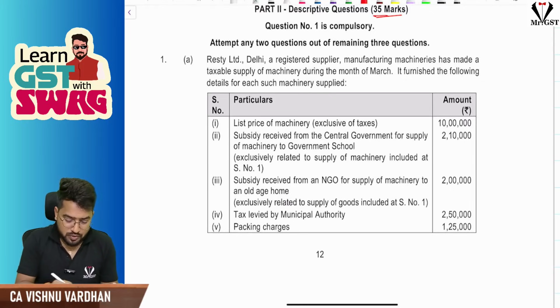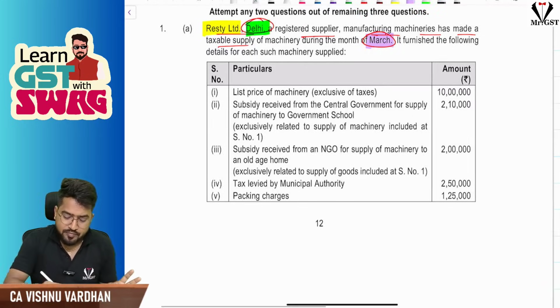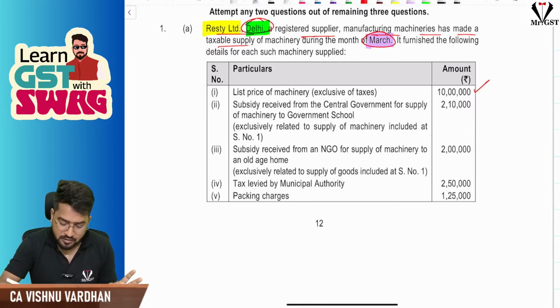Simple question only. Resti Limited of Delhi, a registered dealer manufacturing machineries, made a taxable supply of machinery during the month of March. I always tell, please be careful. Who is this fellow? A body corporate from Delhi, and this is related to March information. So they have made a supply with a list price of 10 lakh for the machinery, exclusive of taxes.